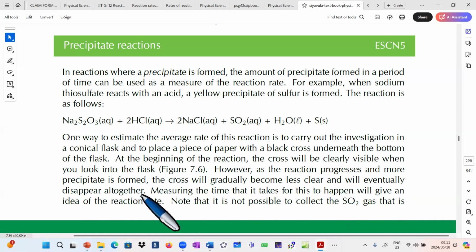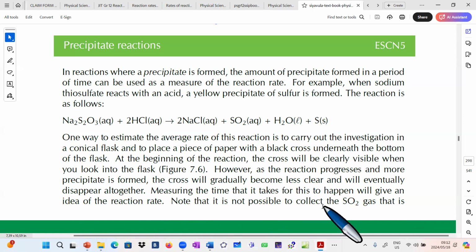Okay, so yeah, you put the cross underneath the flask with sodium thiosulfate and hydrochloric acid. And now you realize, okay, the black cross under the flask is still visible, and then it will disappear altogether. Measuring the time that it takes for this to happen will give an idea of the reaction rate. How much time does it take from the start of the reaction to a time when you say, hang on, yeah, now I'm no longer seeing the cross underneath the flask.